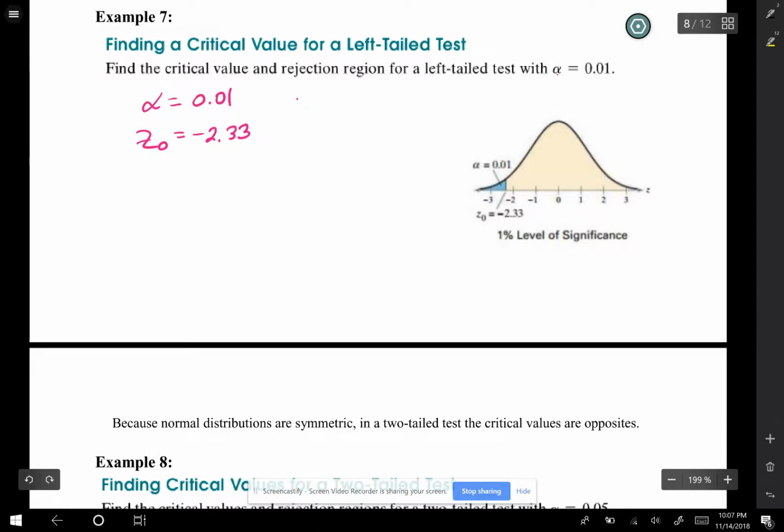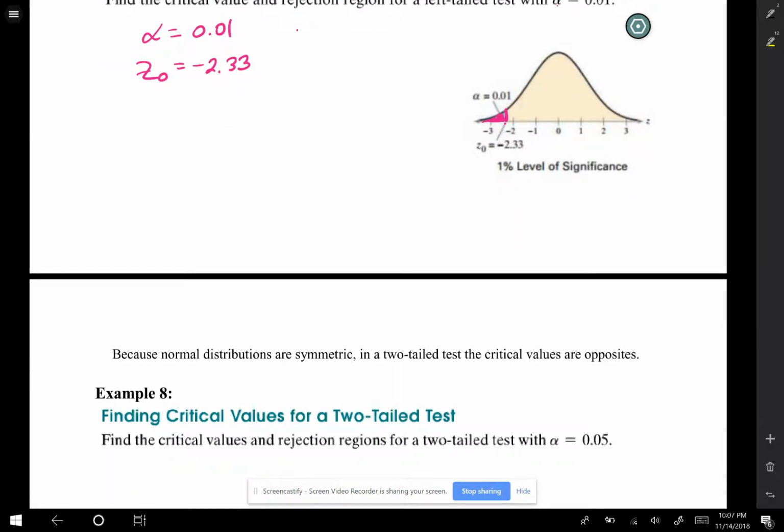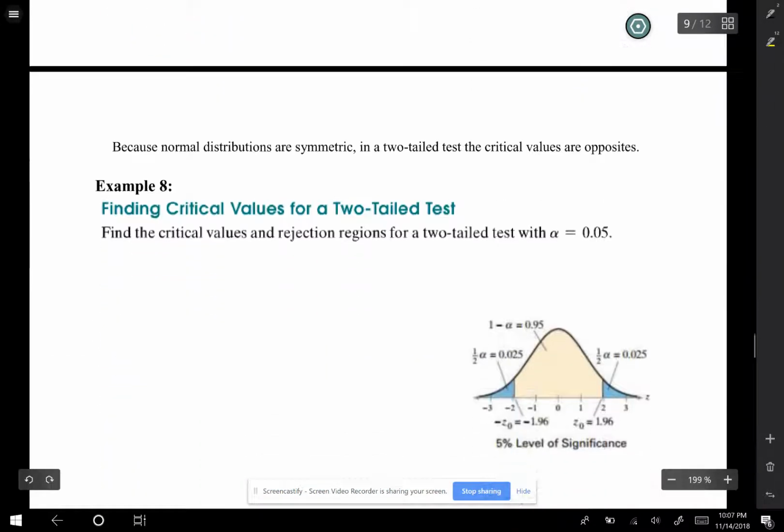What we're seeing over here is my critical value, negative 2.33, and the area to the left of that is 0.01. That's the shaded region here. And of course, all of these you can check or work on the calculator as well. But again, I think it's just as easy, and probably quicker, to just use the table.